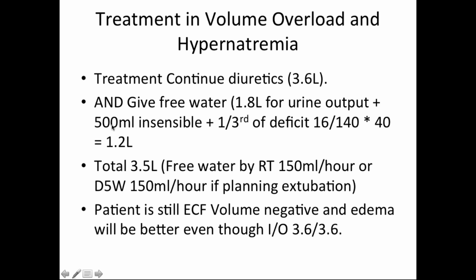So plus the 500 ml of insensible losses, plus if you want to correct over 3 days, as this is now chronic hypernatremia over the last two days, so 1/3 of this deficit, which is 1.2 liters. So the total fluid that we should give as free water would be 3.5 liters, which would be 150 ml per hour.